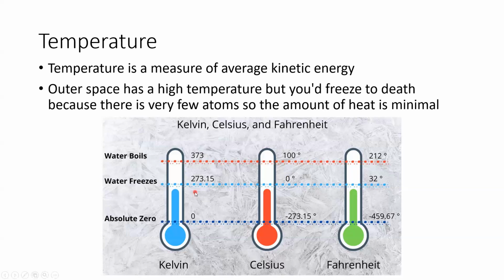And also note with Kelvin, we don't say degree. So you don't have to say 273.15 degrees Kelvin. It's just Kelvin. There's no degree there, unlike with Celsius and Fahrenheit. And that's why with these ones, we've got that little degree symbol to the top right of the value.